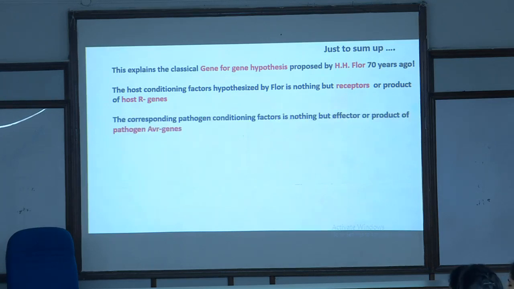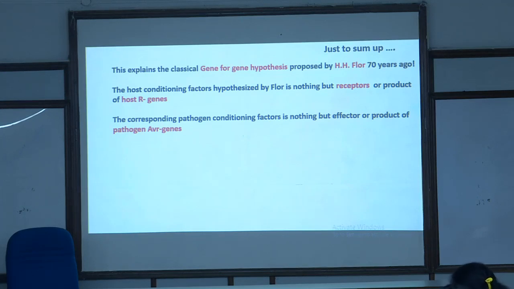The corresponding pathogen conditioning factors, beautifully he said, there is a corresponding pathogen conditioning factor. That means these two are matching. The host conditioning factor and the corresponding pathogen conditioning factor, that is nothing but the product of the so-called pathogen genes. They are effectors, right? So there is a receptor on one side in the host. We have an effector on the other side in the pathogen. When they interact, the interaction always leads to no disease condition. So people thought there was something like a virulence factor operating in the pathogen. They called it AVR genes because there was no proper explanation in those days.